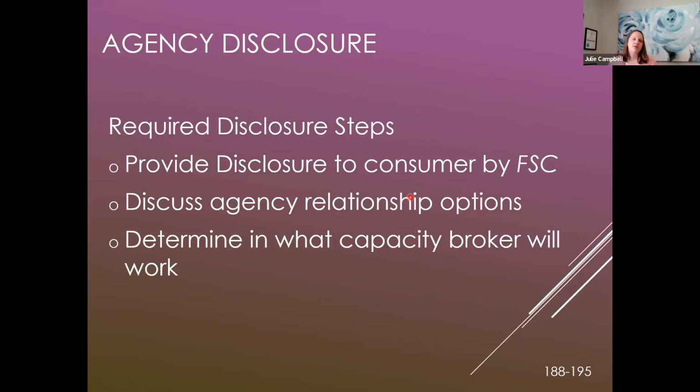And then the Real Estate Commission says at that point in time, we need to determine in what capacity we're going to proceed. Maybe they're ready to sit down and sign an agency agreement today. Maybe they're not. But we need to have an idea on how to proceed. I need to know at this point, where will I put you in my plane?